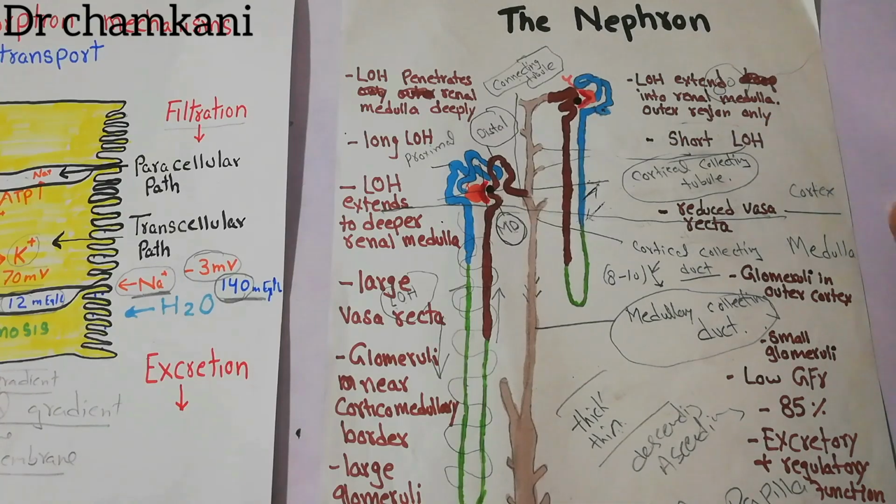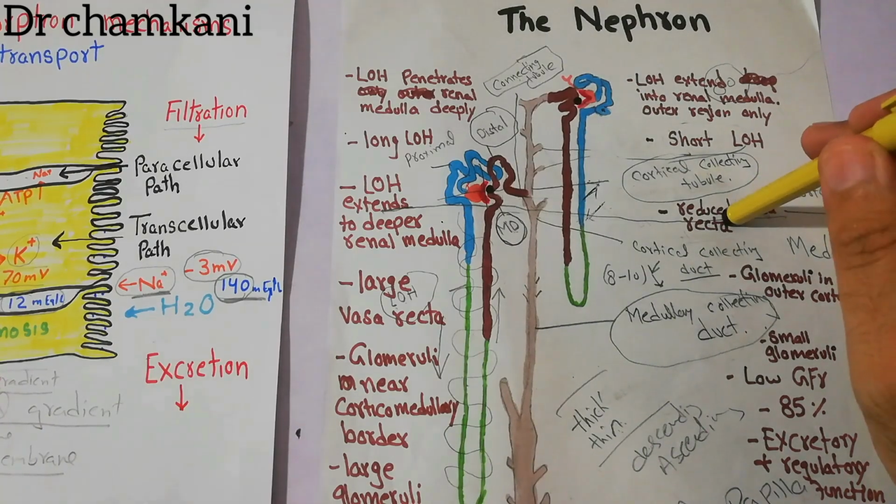There are a lot of hormones in the body which regulate the urine formation and maintenance of body fluids and electrolytes. So some of the important hormones are aldosterone, angiotensin 2, antidiuretic hormone, atrial natriuretic peptide, and parathyroid hormone. Now, today we will focus on the role of aldosterone.